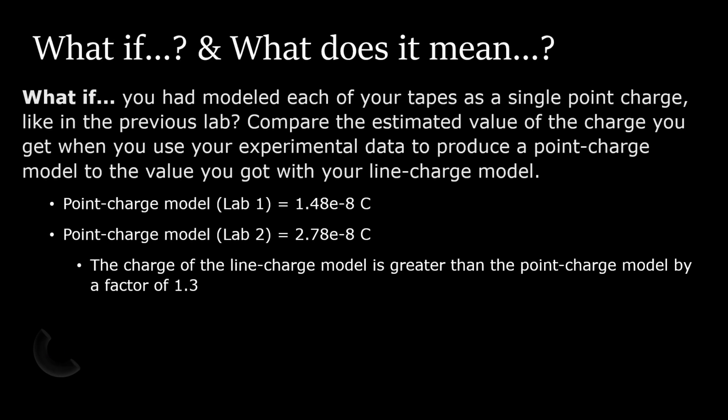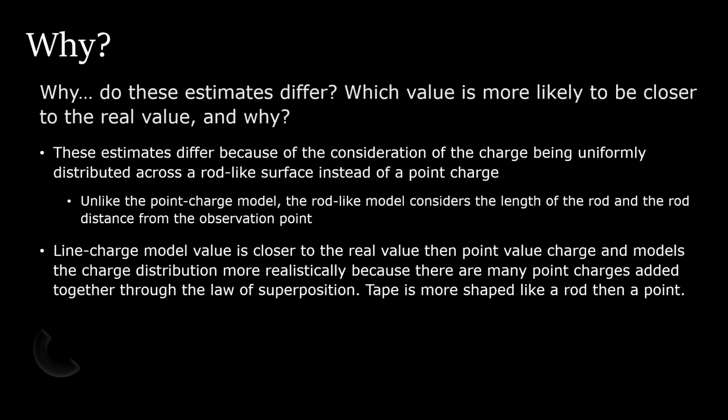If I had modeled each of the tapes as a single point charge, we would have got the same result as in Lab 1, which is 1.48 times 10 to the negative 8 coulombs. However, if we treated each tape as a line charge, we would have got 2.78 times 10 to the negative 8 coulombs. The charge of the line charge model is greater than the point charge model by a factor of 1.3. These estimates differ because of the consideration of the charge being uniformly distributed across a rod-like surface instead of a point charge.